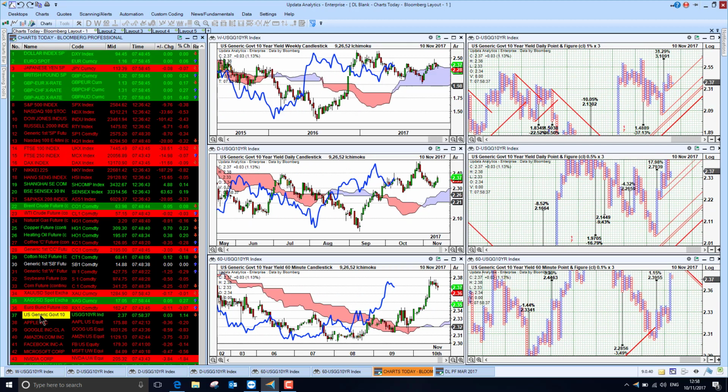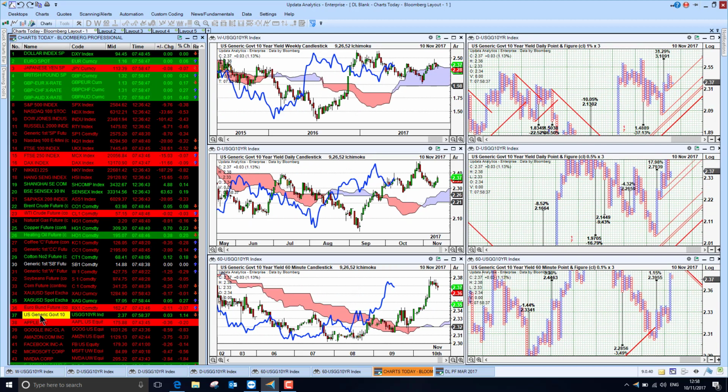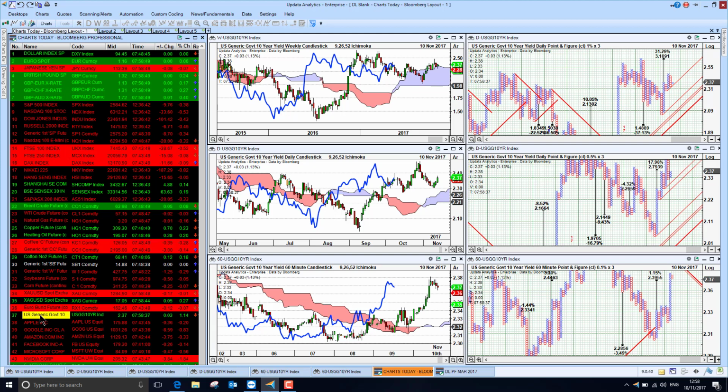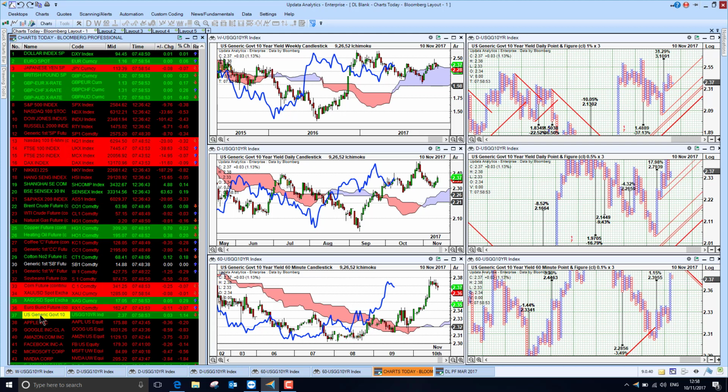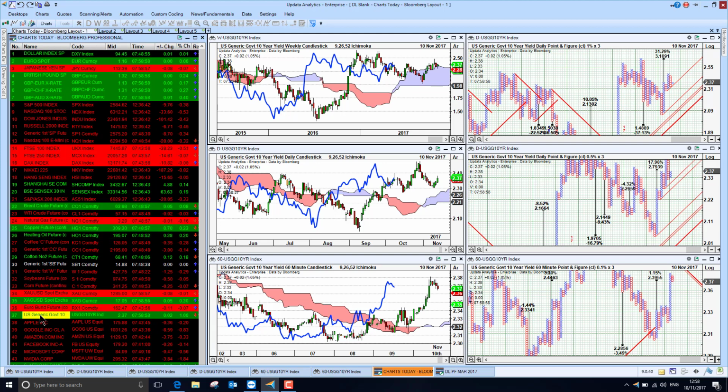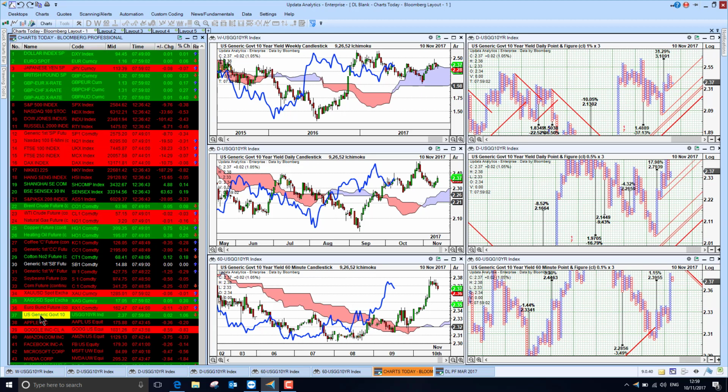US Treasury yield sitting at 2.37%. More bullish comments from one of the Fed board members last night. We're seeing sentiment for rises in US interest rates creeping in here, and consequently the rate has moved from the low 230s to the high 230s.